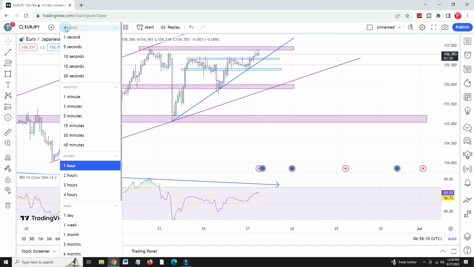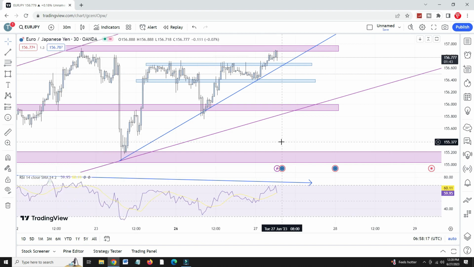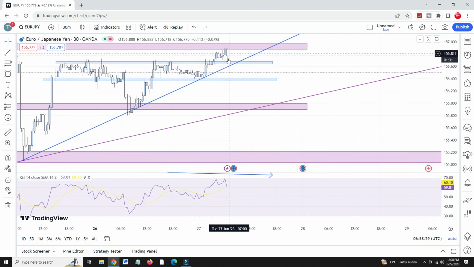Let's now get into 30 minutes. 30 minutes is where it starts getting closer to the action. Now here's the upward trend hitting the support, and there was a good candle forming here with upward momentum.